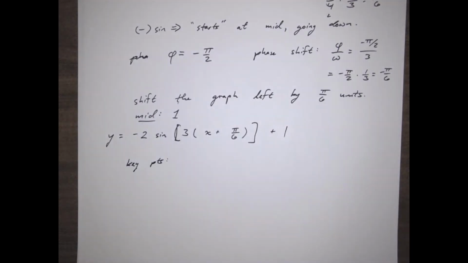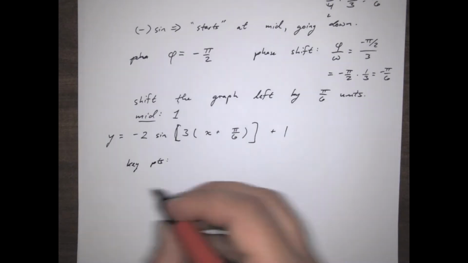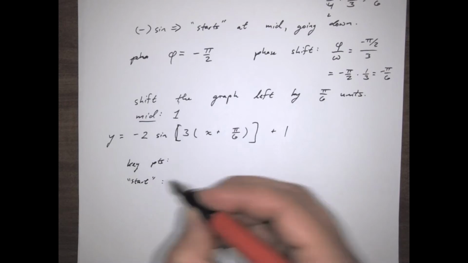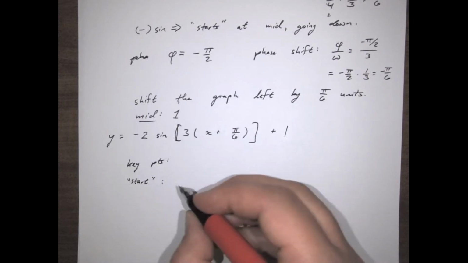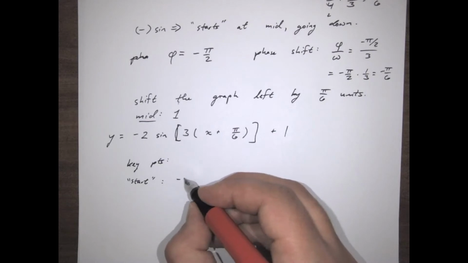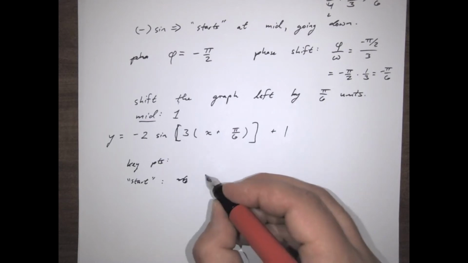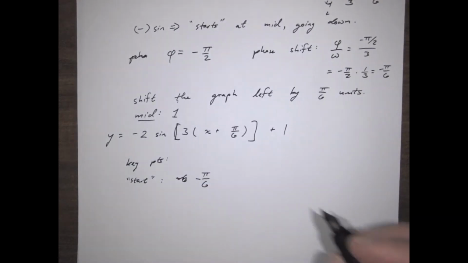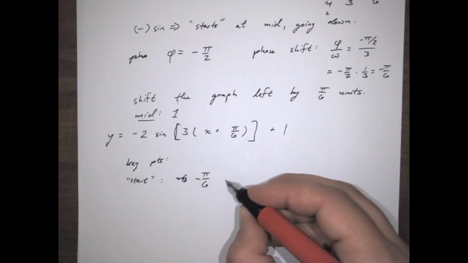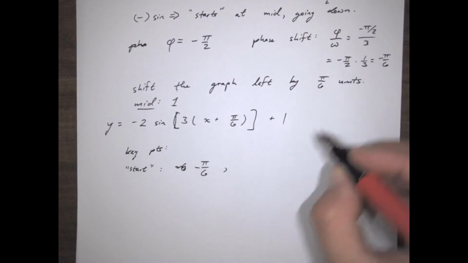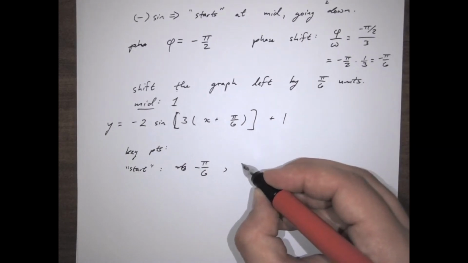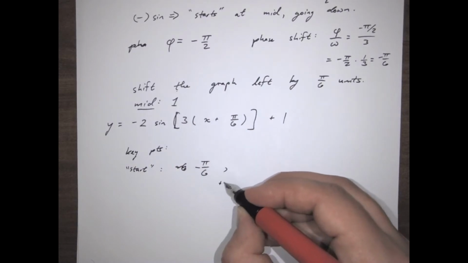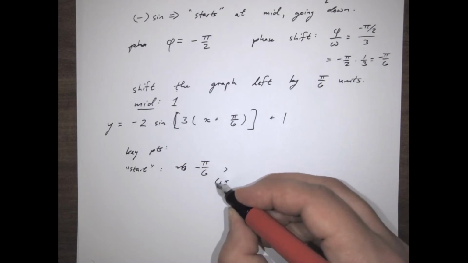So the key points will be starting. So the start will be negative pi over 6. So start here, and then it will just go up by pi over 6 each time. So that'll be plus pi over 6, so that's plus pi over 6 each time. That's what's going on here.